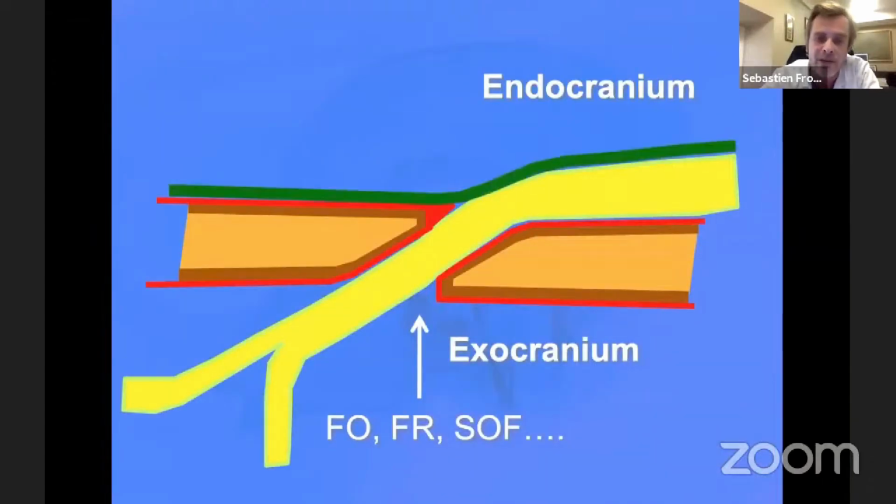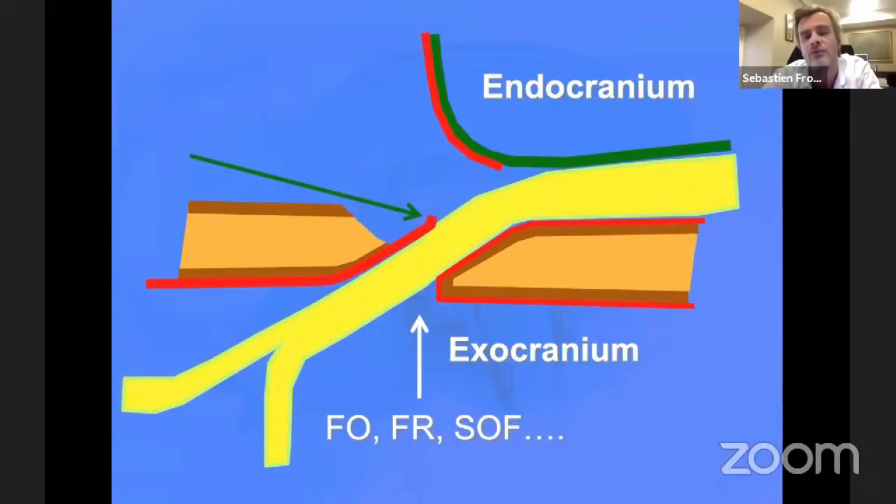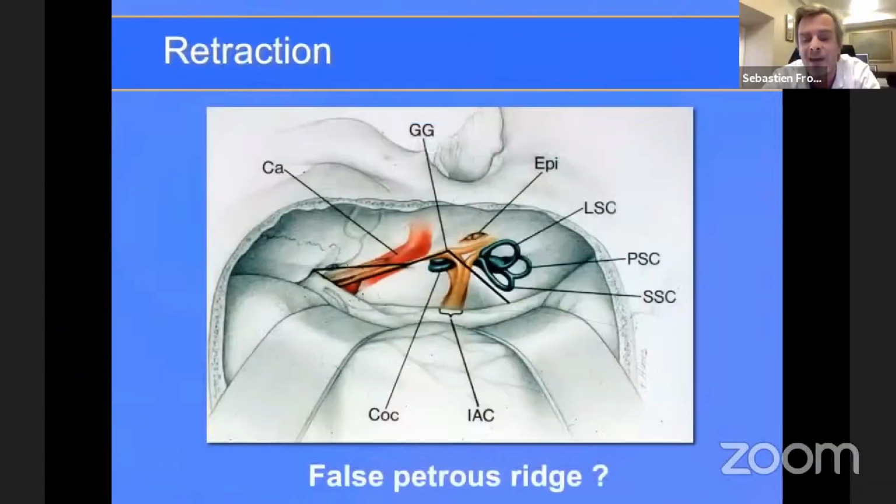In red, it's periosteum. In green, it's temporal fossa dura. You elevate the dura from the temporal fossa floor. You drill a little bit of bone along foramen ovale. You cut this bridge of periosteum and you keep going with the elevation of the temporal fossa dura from V3. And it gives you additional exposure of the temporal fossa floor more medially. It gives you the ability to reach the petrous ridge more medially without too strong retraction.